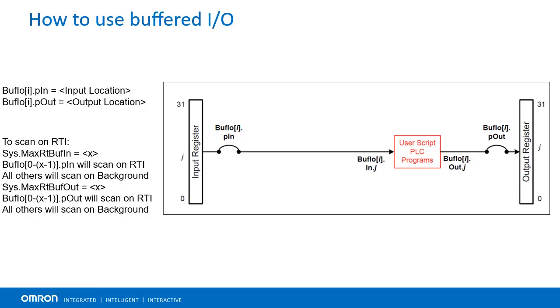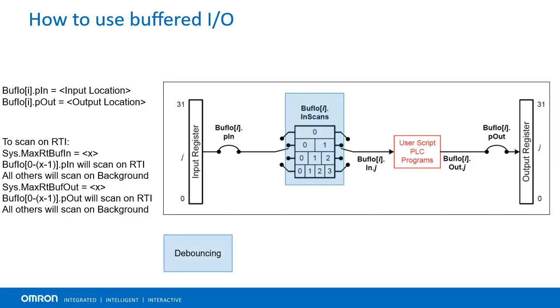To debounce inputs automatically, a user can set buffio_indexi.inscans to a value of up to 3. This will force the firmware to watch the input for up to 3 scans and only change the value of buffio_indexi.in if the given bit was true for that long.